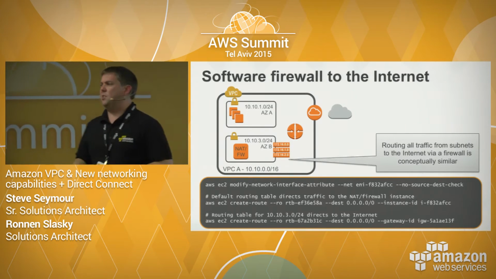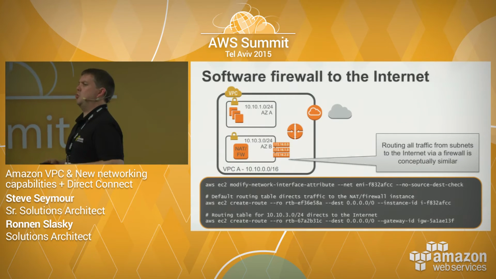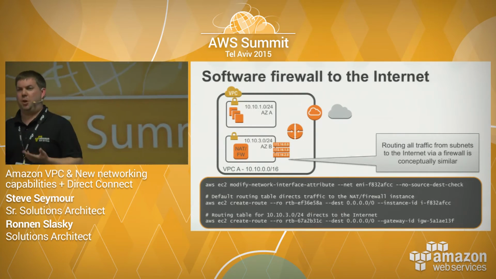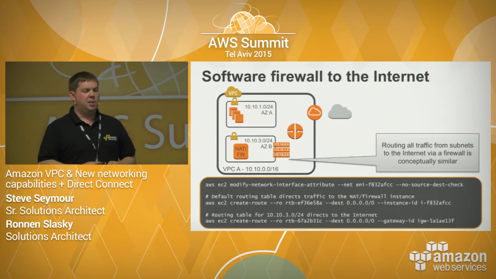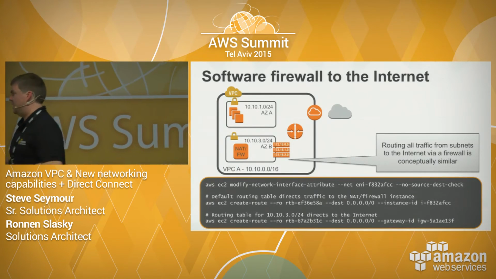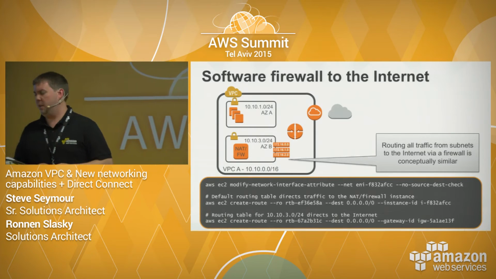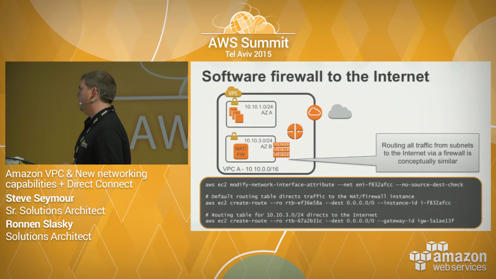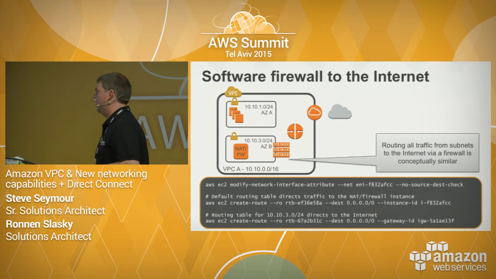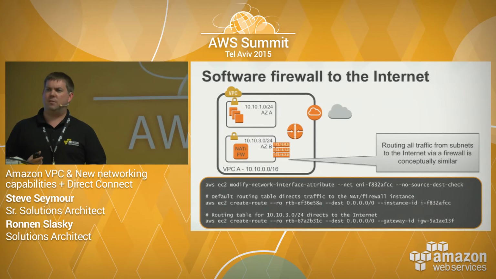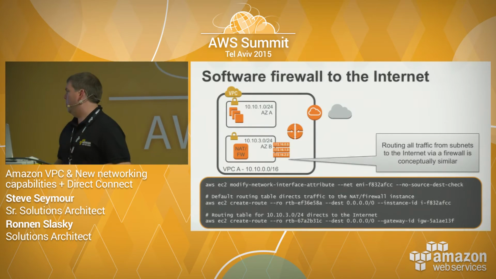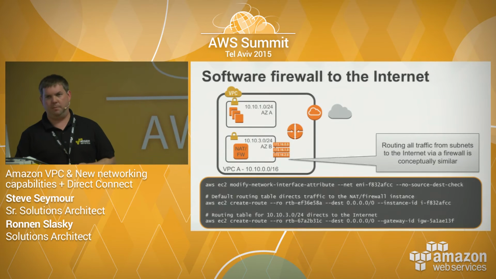Now, in the case of a NAT instance or a firewall, we obviously want to be able to pass traffic through this instance that is destined for somewhere else. It's going to be inspected by the firewall or address translated. So the first thing we need to do for this instance is disable that source destination checking. So you can see the command here in EC2 is to modify the network interface attributes. We specify the elastic network interface for that EC2 instance, and we disable the source destination checking.